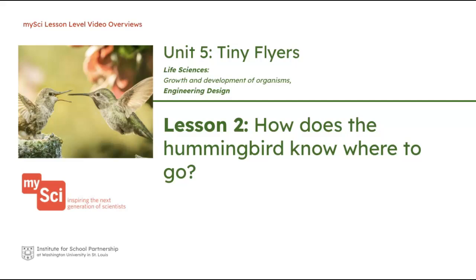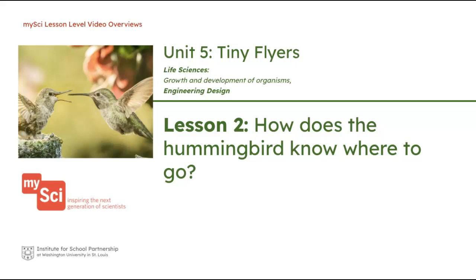Welcome to Lesson 2 in Unit 5, Tiny Flyers. In this lesson, students will work to answer the question, how does the hummingbird know where to go? In this lesson, students investigate how birds find their way when they migrate by making sun compasses.